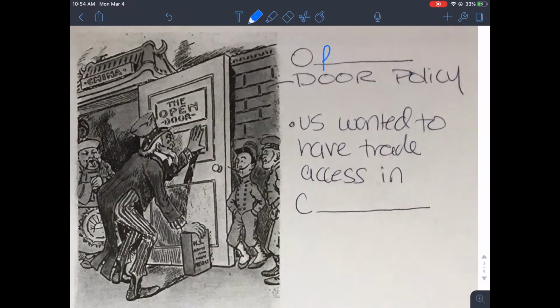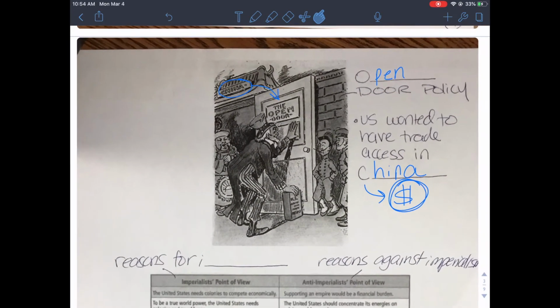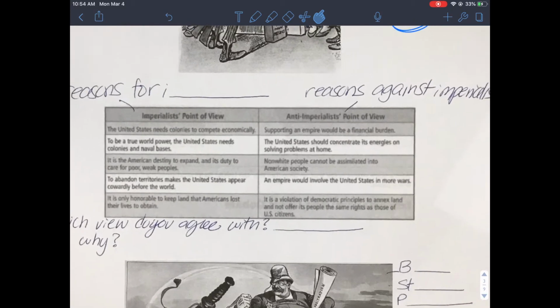Here we see in this political cartoon the open door policy, where the United States uses its power to force China to open its markets to American goods. So American businesses will sell products to China and as a result get money back from them.